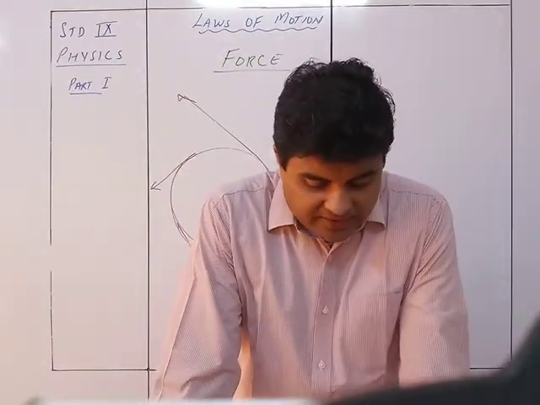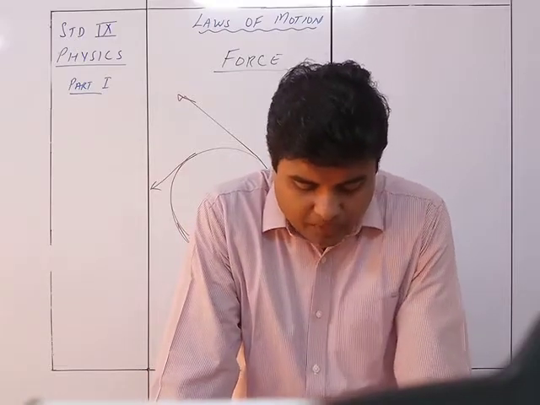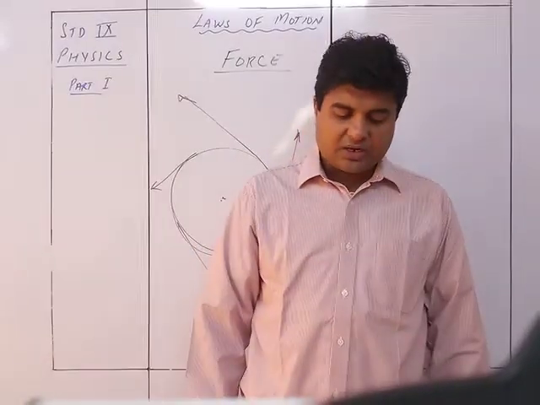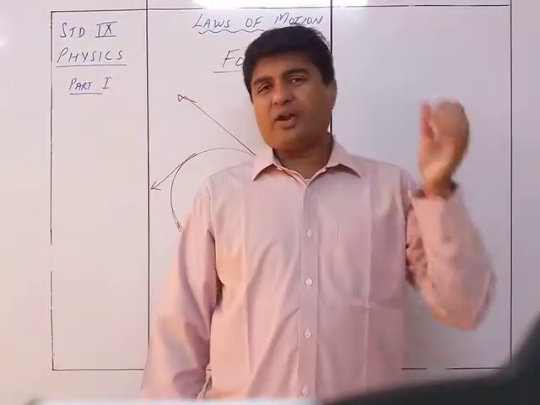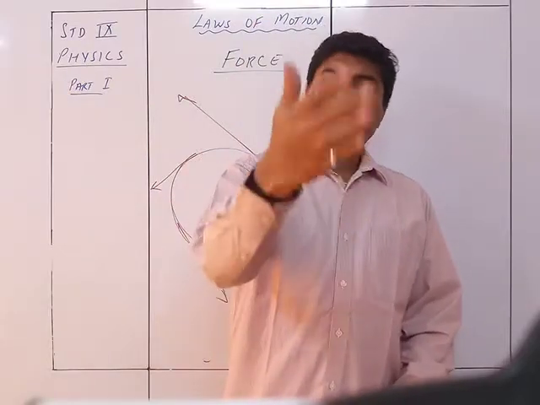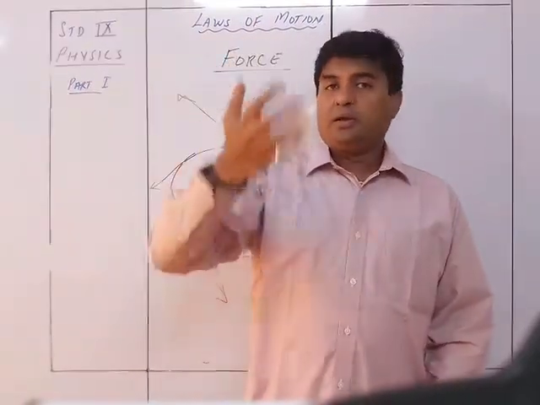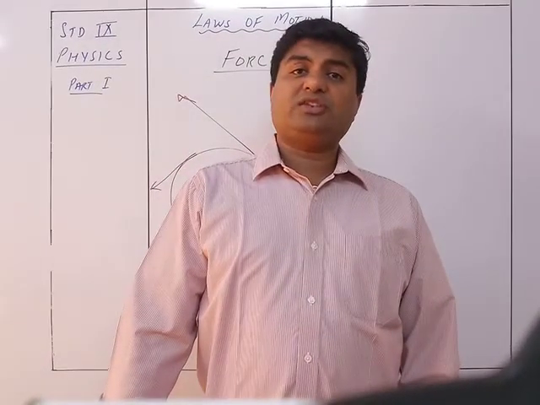So we see that in cricket, tennis or badminton, the direction of motion and speed of the ball is changed by hitting it in a direction other than its direction of motion. You must have seen many times in cricket or football, the bowler bowls the ball and the batsman hits it just in front of him, just behind him. That's why it is changing the direction of motion.